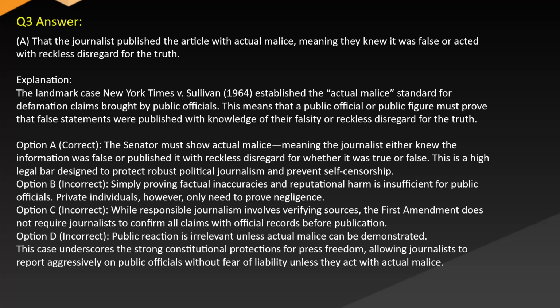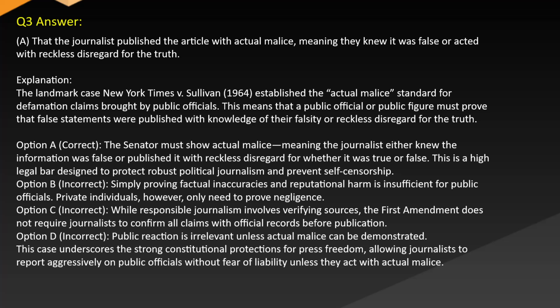Option A is correct: the senator must show actual malice, meaning the journalist either knew the information was false or published it with reckless disregard for whether it was true or false. This is a high legal bar designed to protect robust political journalism and prevent self-censorship. Option B is incorrect. Simply proving factual inaccuracies and reputational harm is insufficient for public officials. Private individuals, however, only need to prove negligence.